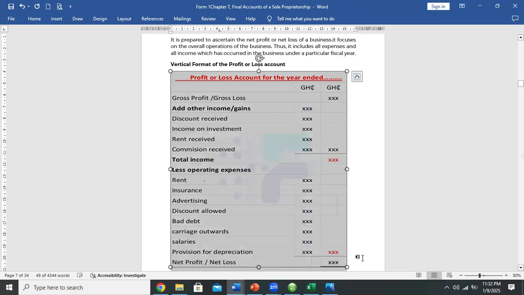So you list as many as possible all the expenses the business has, and that will give you your total expenses. You compare to the total income, and the difference will be a net profit or a net loss.